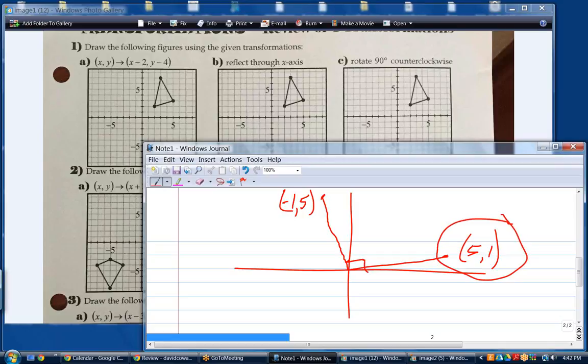So the rule when you do a 90-degree counterclockwise rotation is to switch the numbers and change the sign on the x coordinate. Okay. That's what we did here. We just switched 5, 1 to 1, 5, and we changed the sign on the x coordinate.